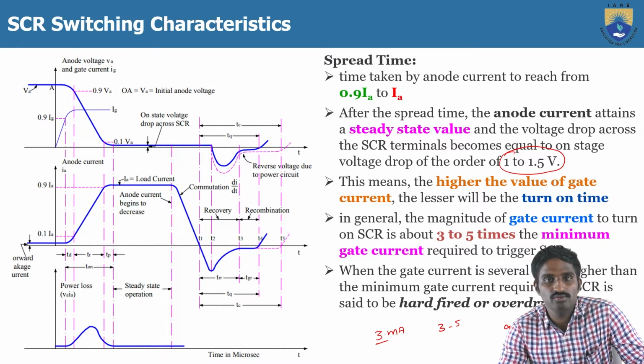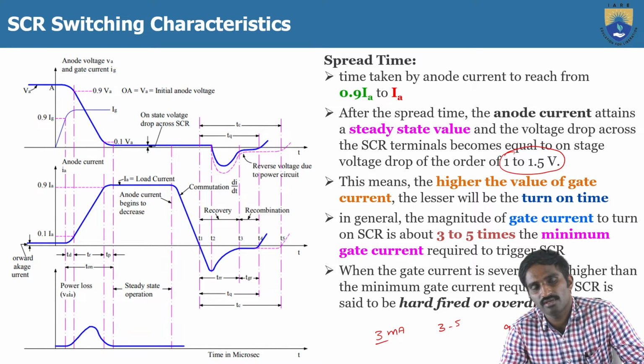Of course, even though we can increase it further, we are not allowed to give or increase the gate current beyond 3 to 4 or 5 times the minimum current required to turn on the thyristor. Of course, there is a maximum limit also, like the minimum limit. So you must operate the gate current within those limits to turn on the thyristor. Otherwise, the thyristor may get damaged. To avoid that, we must operate within the limits of the gate current.